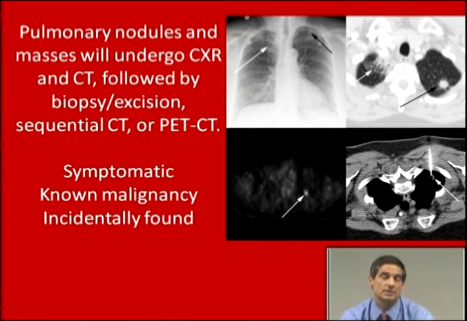So again, to review this kind of the most complex topic we've covered today, pulmonary nodules and masses undergo a chest x-ray. They'll usually undergo a CT as well. And your workup of them depends on whether they're symptomatic, whether there's a known malignancy, or whether they're incidentally found. Even the incidentally found ones kind of break down into those that have characteristics that allow you to stop the workup at that point, those that you can evaluate through time, or those that you need to proceed more directly with PET CT or biopsy.